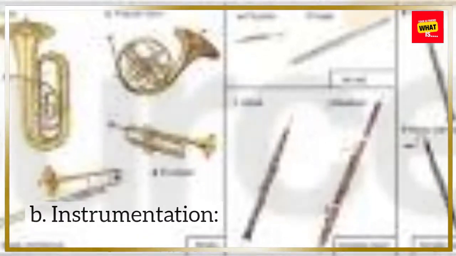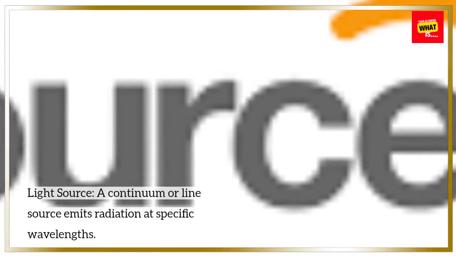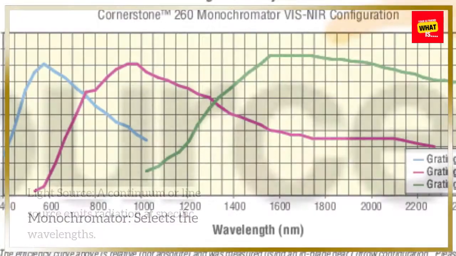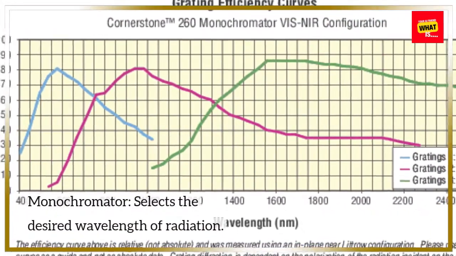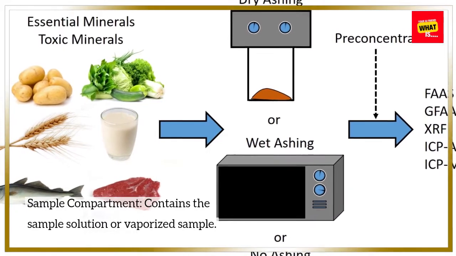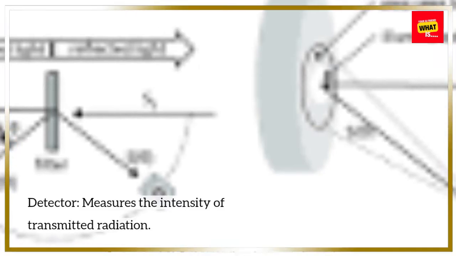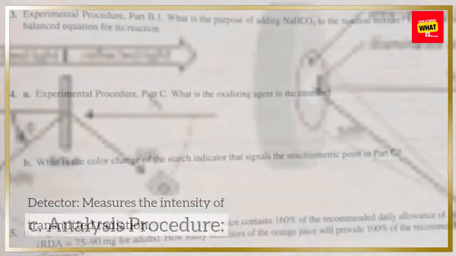B. Instrumentation. Light source. A continuum or line source emits radiation at specific wavelengths. Monochromator. Selects the desired wavelength of radiation. Sample compartment. Contains the sample solution or vaporized sample. Detector. Measures the intensity of transmitted radiation.